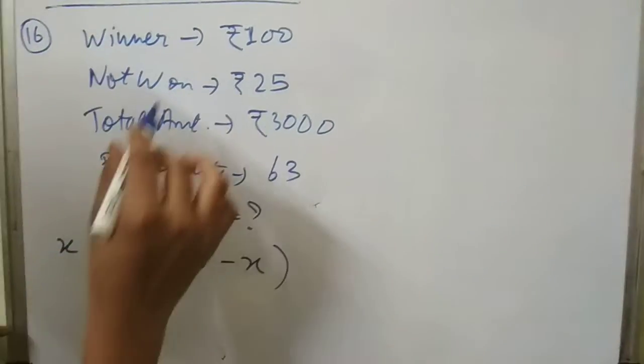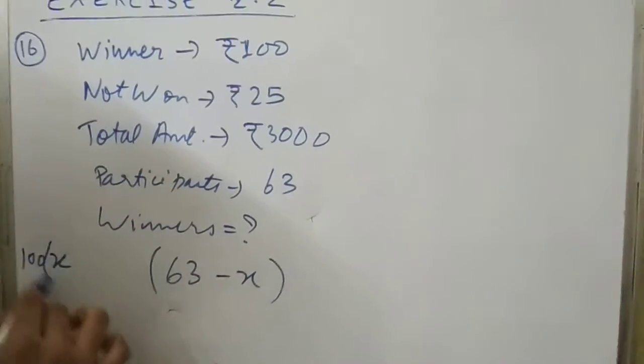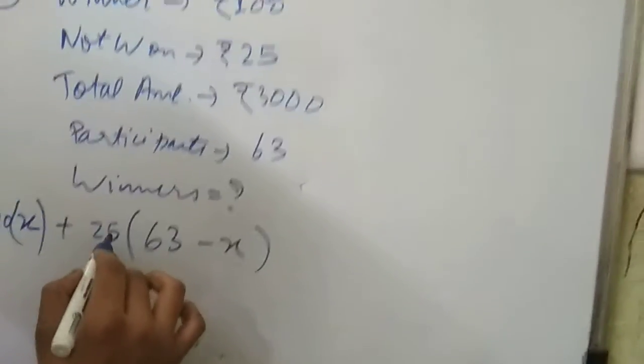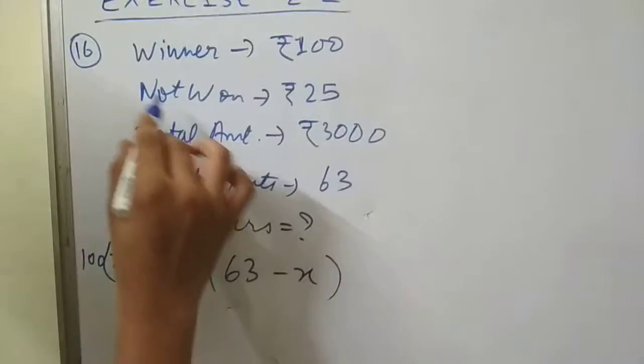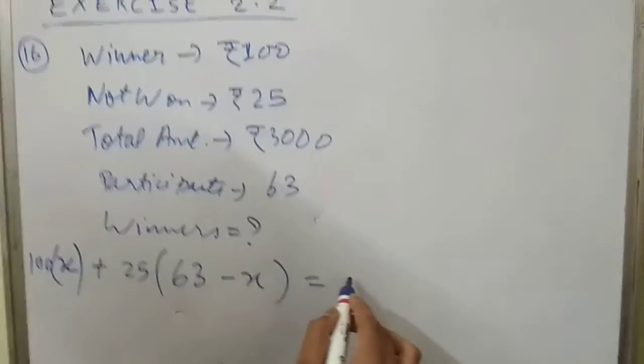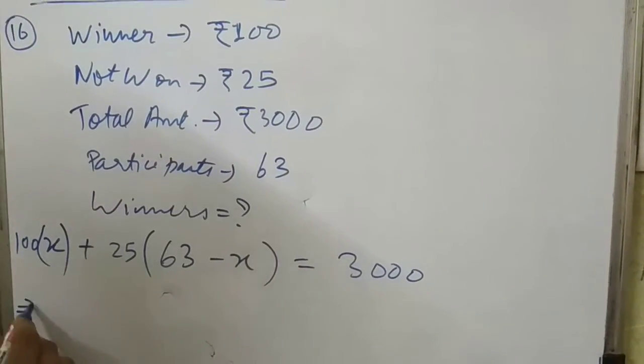Now what is the question asking? 100 rupees are given to each winner, so let's multiply x with 100, and 25 rupees are given to everyone who has not won. So you can see I have distributed, and what is the total amount given? 3000. Simple. Now let's solve the equation.